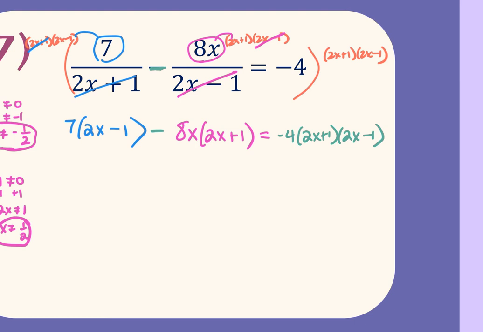All right, so I'm going to distribute the 7. This 7 gets distributed to both. This is 14x minus 7. I'm going to distribute a -8x, so this is -16x squared minus 8x.